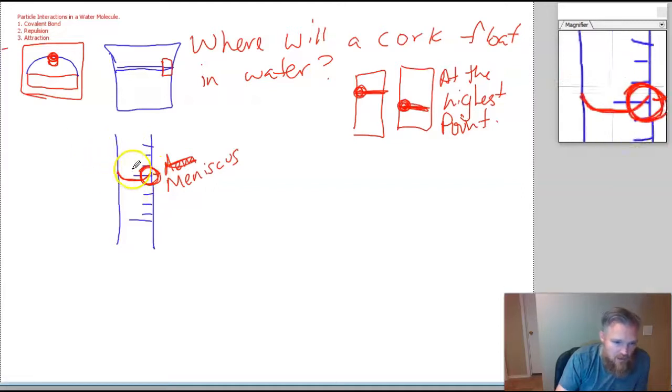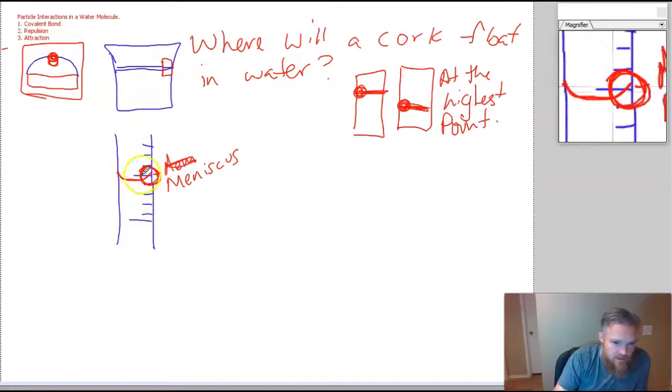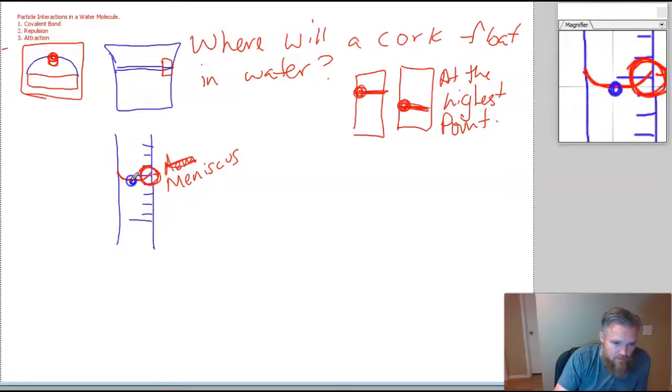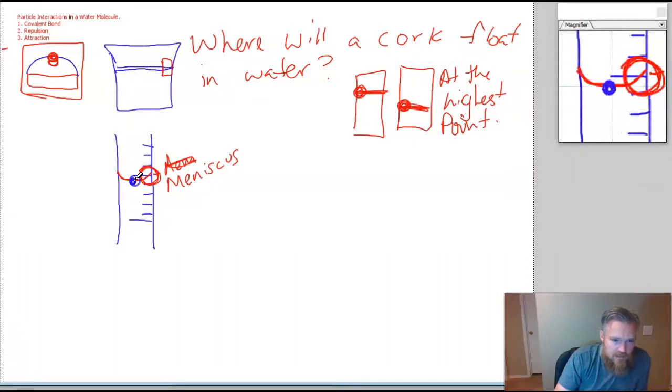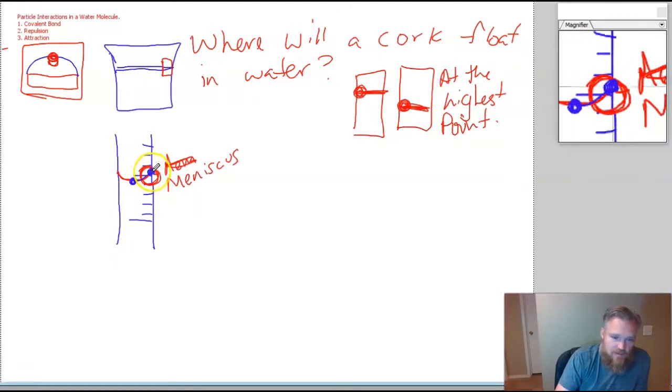So if I were to drop a cork in here, so let me change my color here, say I drop a cork in right here. Gradually over time, it's going to slowly go to the side and then float right here because that is the highest point.